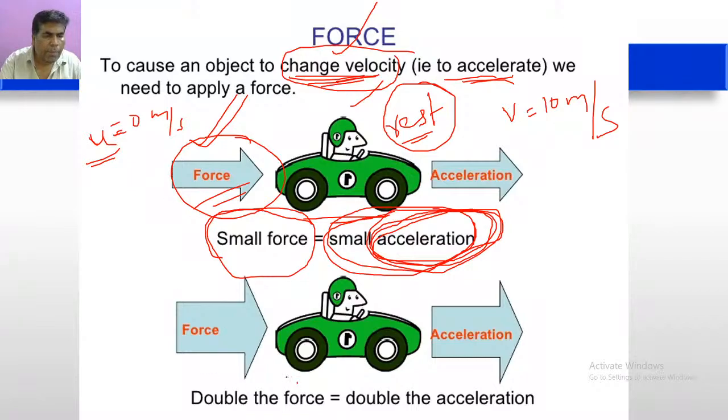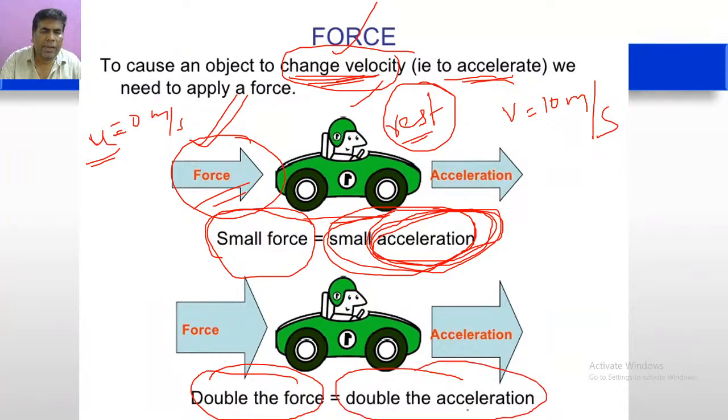If we double the force, then what happens? The acceleration also will become double. Here, change of velocity is 10. If we double the force, change of velocity will be 20. Like that, small force, small acceleration; larger force, larger acceleration will happen. Okay, this is about acceleration.